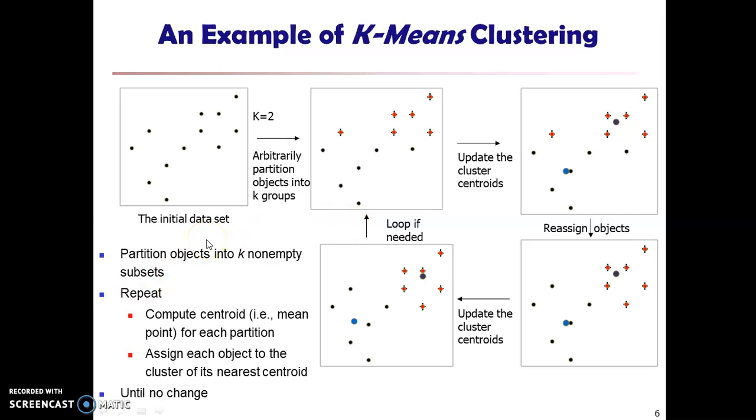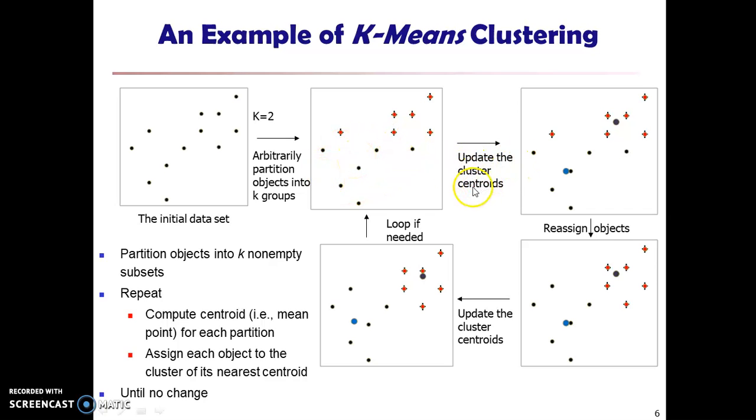Now we will try to implement these 4 steps. First, we have a data set. This is the initial data set in which you have number of data points. Now the data analyst gives the K value, K equal to 2, which means the data points must be clustered into 2 clusters. So arbitrarily partition objects into K groups. And here we identify two different groups. These are all one group and these are all another group. So the two groups according to the K value, it is divided into two.